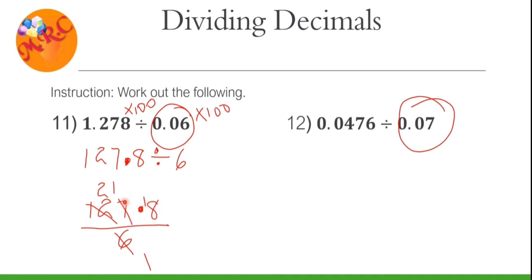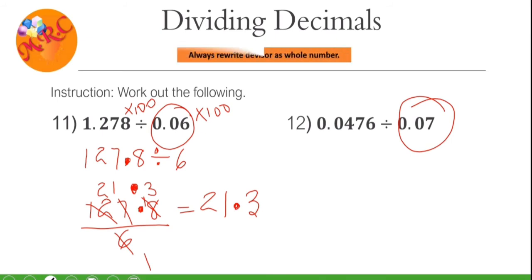But you realize that after leaving the 7, we crossed over this decimal point. So we need to bring it up. It's the bridge between the whole number and the decimal section, or the fraction section. So it's our point there, and then 6 into 18, which gives us 3. Alright, good. So our answer is 21.3. Go ahead and work out number 12.